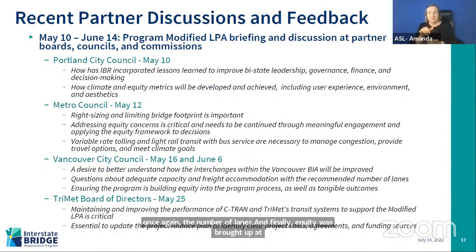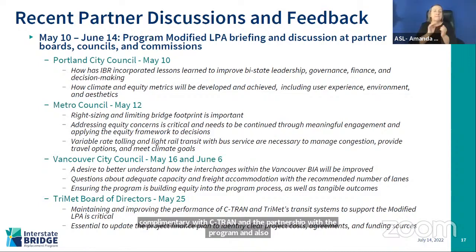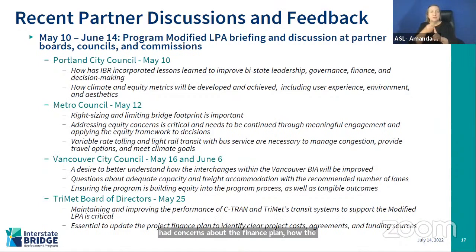So we were before the TriMet board, and they were very complimentary of the partnership and the work that's being done with CTRAN and the partnership with the program. And they also had concerns about the finance plan, how the operations of expanded light rail will be paid for. So that's an ongoing conversation. Next slide, please.